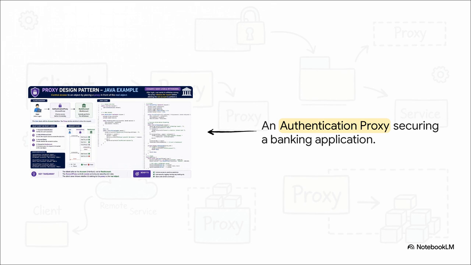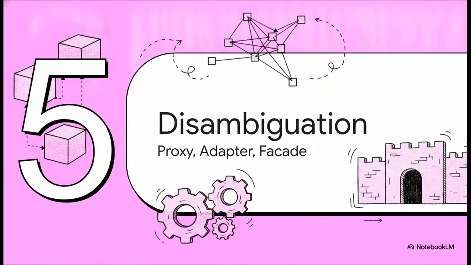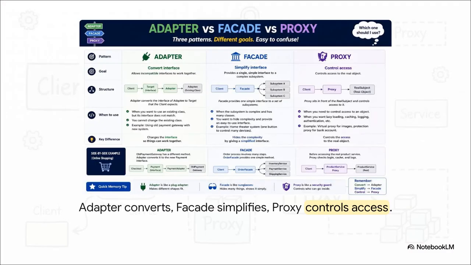Pretty slick, right? Let's clear up some common confusion in Section 5. Proxy, adapter, or facade? To keep these straight, just lock these mental models into your brain. An adapter is like a travel plug. Its whole goal is to convert an incompatible interface so two things can finally work together. A facade, on the other hand, is like wearing sunglasses. It hides the blinding complexity of a massive subsystem behind one simple, easy-to-use interface.